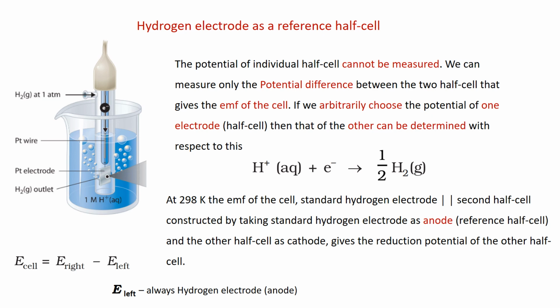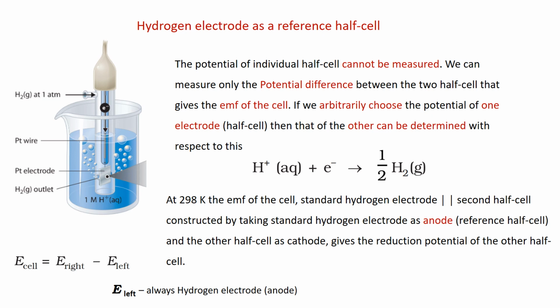standard electrode potential through the hydrogen electrode. How? First we will see the setup of a hydrogen electrode. The hydrogen electrode always acts as an anode, and it has a platinum wire as an electrode. Hydrogen gas is passed through it, which is maintained with 1 molar hydrogen ion. This hydrogen ion will gain the electron and form hydrogen gas.